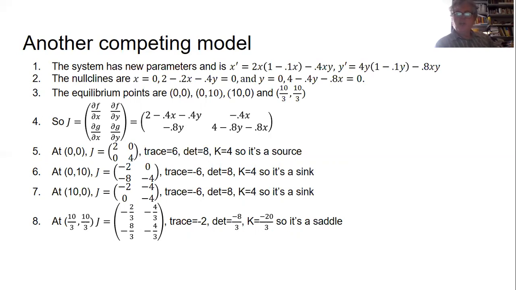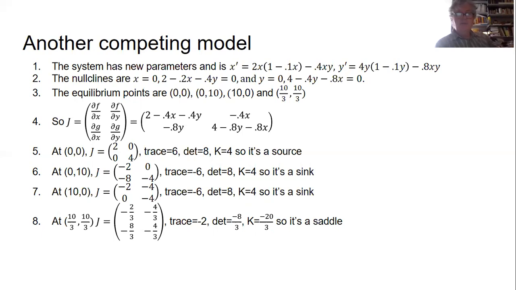You have to redo the Jacobian because we've changed the equations. And again, we plug in the values for x star, y star to our Jacobian. At 0, 0, our Jacobian has eigenvalues 2 and 4, so it's a source. At 0, 10, we see that the trace is negative and the determinant is positive and the discriminant is positive, so it's a sink now. The corresponding equilibrium point in the previous example was a saddle point, now it's a sink.